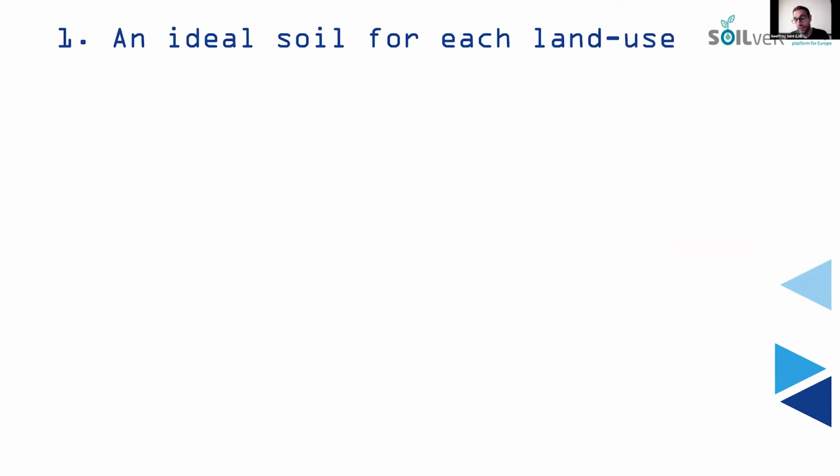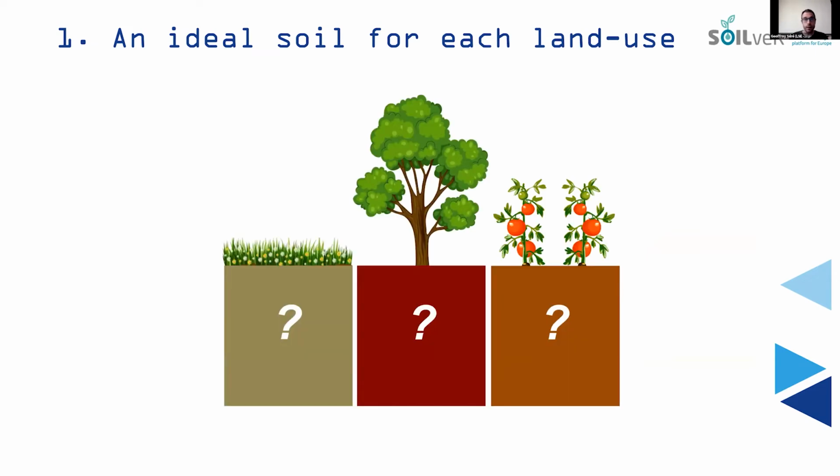Indeed, and this is the very first step in this approach of creating new soil, you have to design, to define what would be the ideal soil for each land use. This is quite obvious, but of course, the optimal soil to promote a grassland is a different soil from the optimal soil to promote the development of a tree in a city, or to produce some tomato, for example. Each time you can define what could be the optimal soil for each land use. So this is the first step.